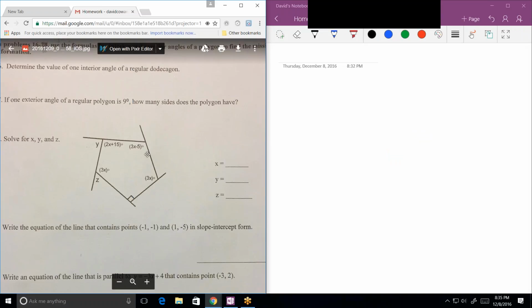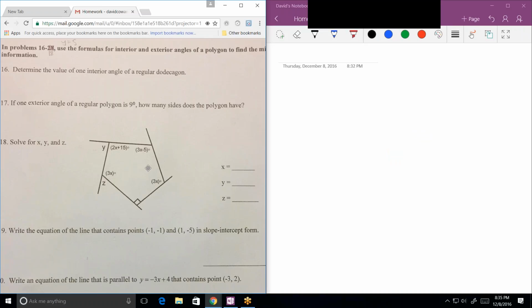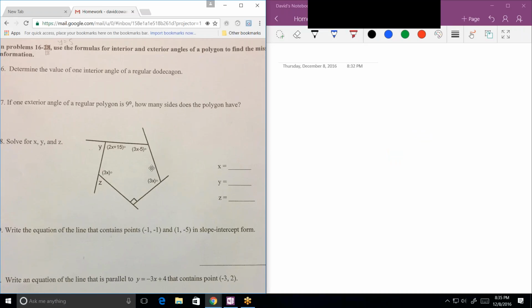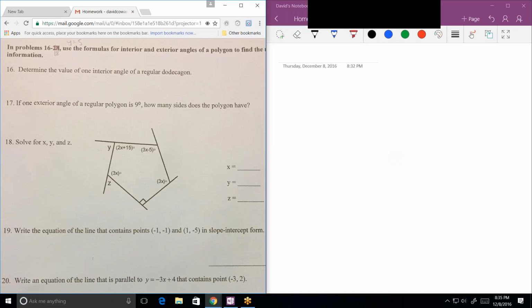So where do we want to start? At the top? Yeah, it's 16. Okay. How many sides does a dodecagon have? 12. Okay, I think that's right. Are you sure of that? I don't know my polygon names. Check. That's why I'm asking.